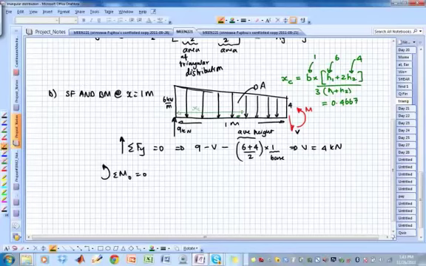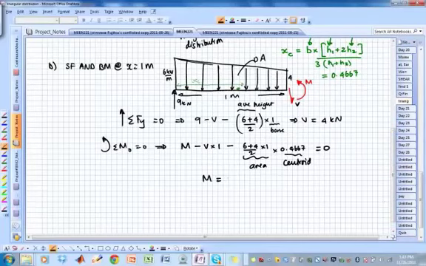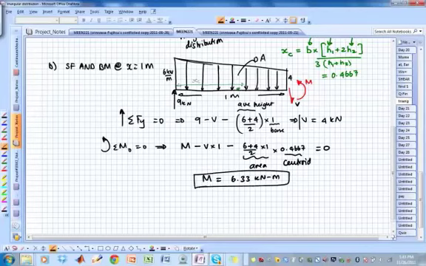So once we get the centroid, we can say this implies M minus V times 1 minus (6 plus 4) over 2 times 1, that's the area, times 0.4667, that's the centroid, equal to 0. So if I solve for M, it turns out to be 6.33 kilonewton meter. We are done. Shear force, bending moment.